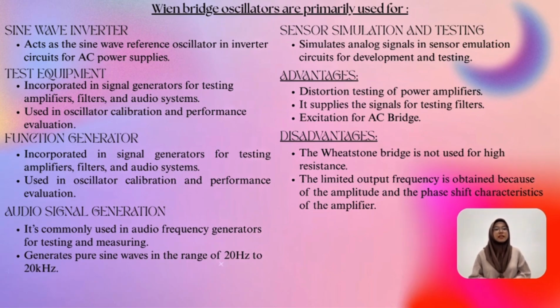It also plays a key role in test equipment like signal generators, helping to check and calibrate amplifiers, filters, and audio systems. In function generators, Wien bridge oscillators provide a clean sine wave which can be shaped into square or triangle waves for border testing purposes. They are also widely used in audio signal generation, especially in the 20 Hz to 20 kHz range.